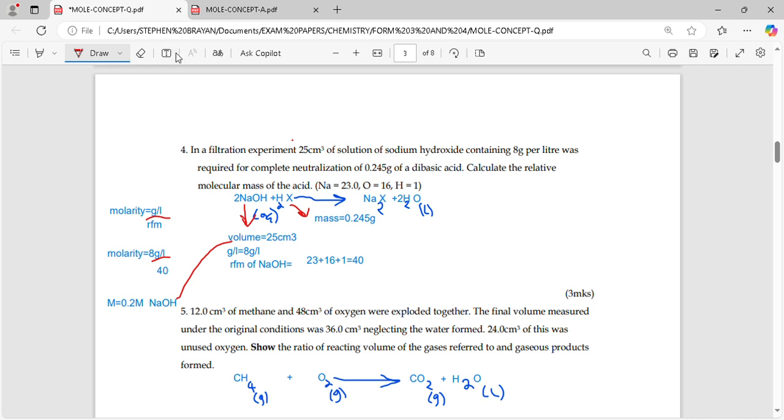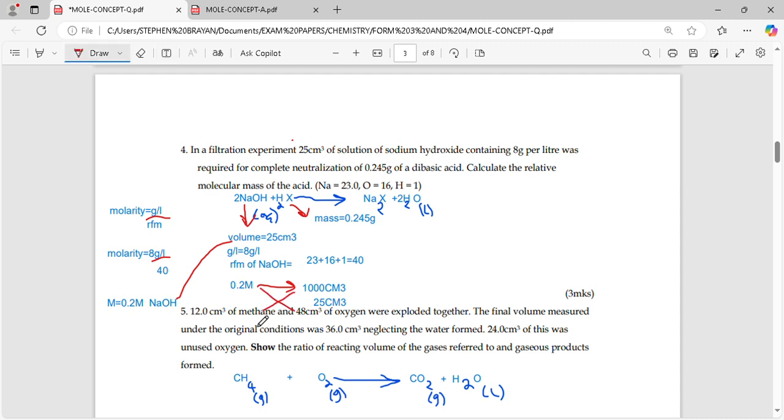So we'll simply say this molarity, which is 0.2 molar, is equivalent to 1,000 cubic centimeters. So if it is equivalent to 1,000 cubic centimeters, then what about the volume of sodium hydroxide in this experiment, which was 25 cubic centimeters? Which moles is it going to give us? So when we reach here, we simply cross multiply.